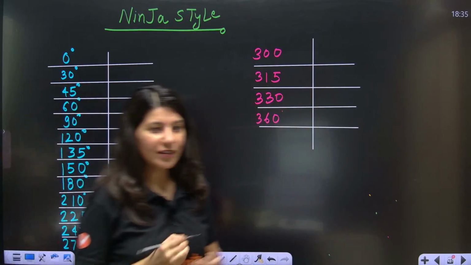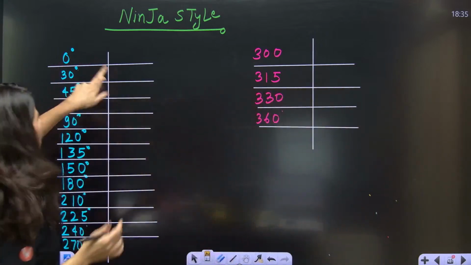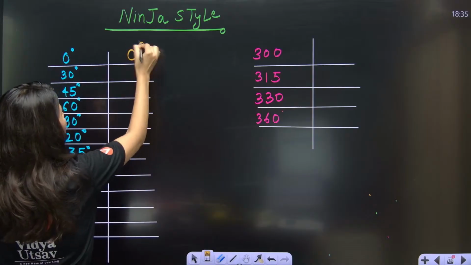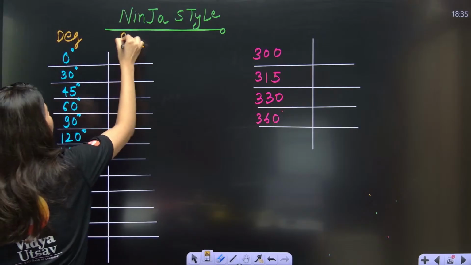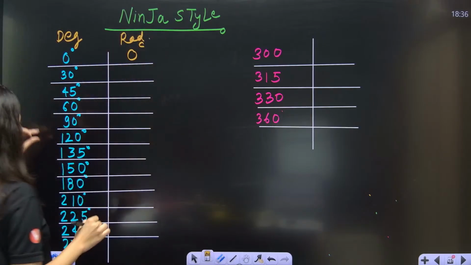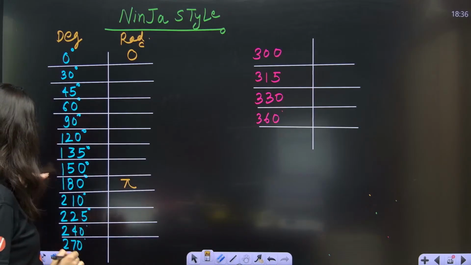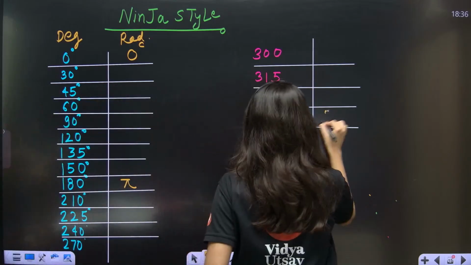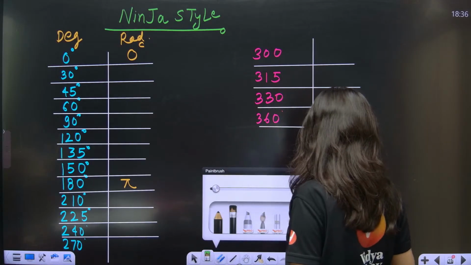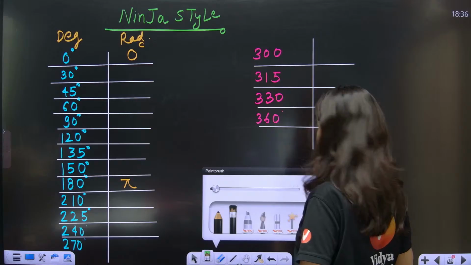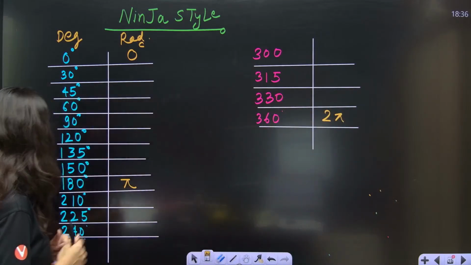Okay, all right everybody, ready for ninja style? 0 degree will be 0 radian. This is your degree and this is your radian. Now tell me what all you know. 180 degree is pi radian. Then 360 degree is 2 pi radian. I think we all know this. Everybody agree? Any issues, any doubts, any concern? No, right? Okay. Now let's understand.